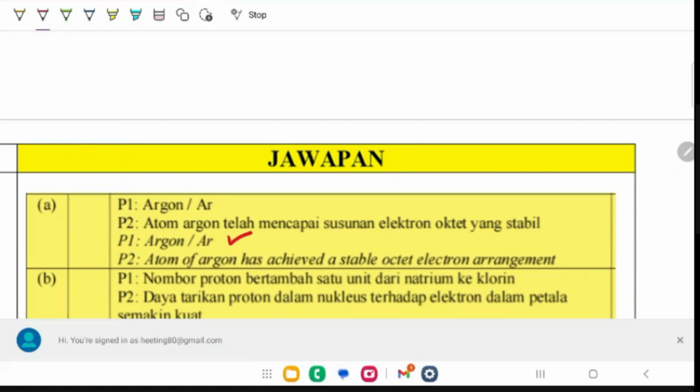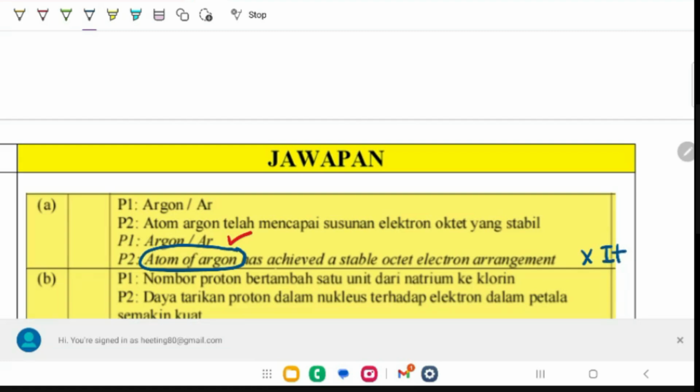Okay, class, I would like to emphasize one thing here. During the exam, you can write that the argon atom has achieved. Okay, don't use it.